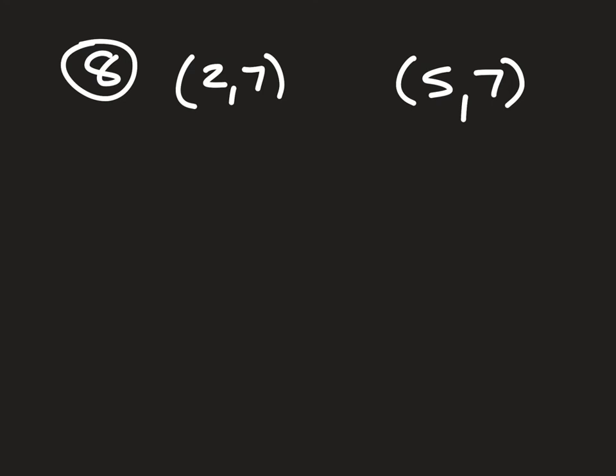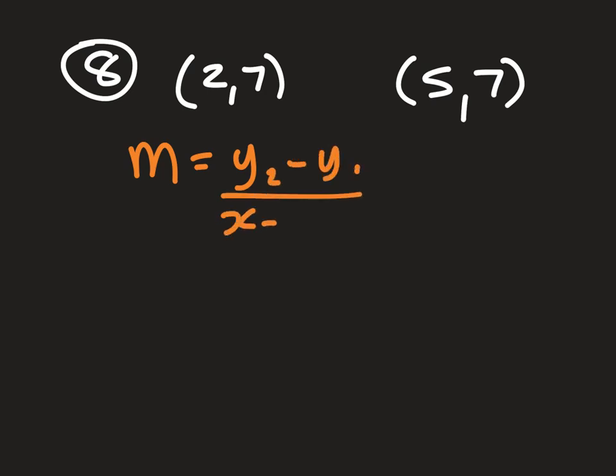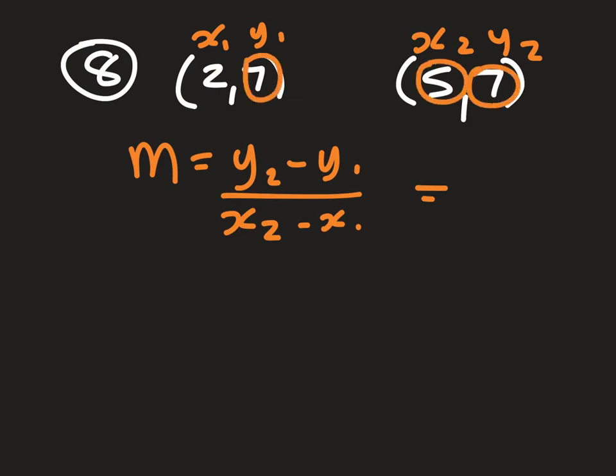Question 8, I've done a few of these now. First thing we work out is a gradient, using the gradient formula, y2 minus y1 over x2 minus x1. Okay, remember this is x1, y1, this is x2, y2. Okay, so I'm going to put 7, take away 7, over 5, take away 2. Work out what my gradient is.